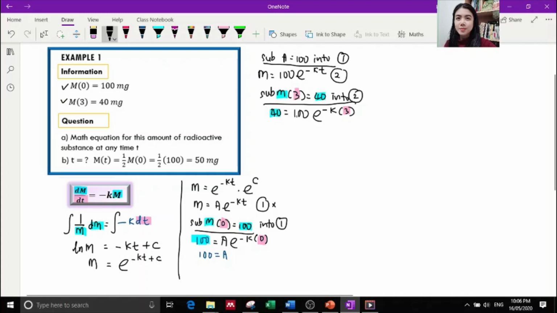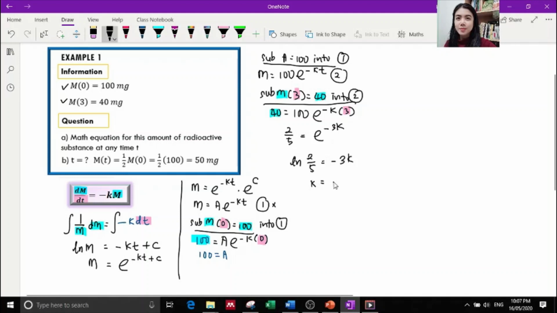Then simplify it. You have to bring the 100 to the left hand side. So we will have 40 divided by 100, which will give you 2 over 5. And for the right hand side, if you simplify, you have e to the power of negative 3k. So now we're going to ln both sides. So we have ln 2 over 5, and for the right hand side, you have minus 3k. Bring the minus 3k to the left hand side, so you will have ln 2 over 5 divided by negative 3. So you will get your value of k.